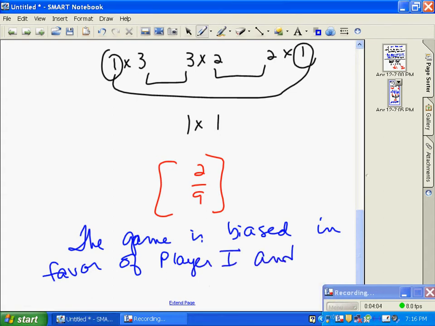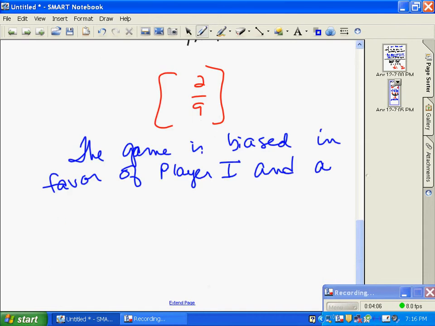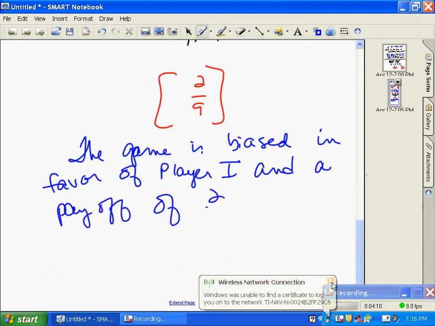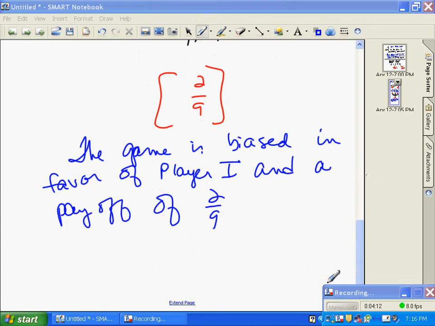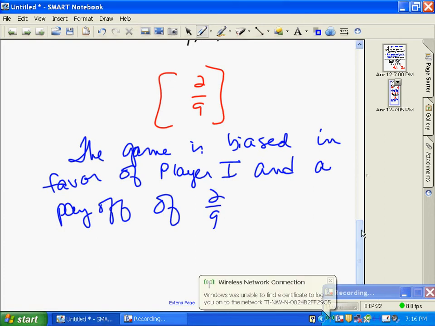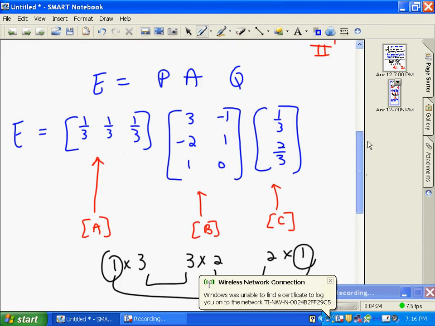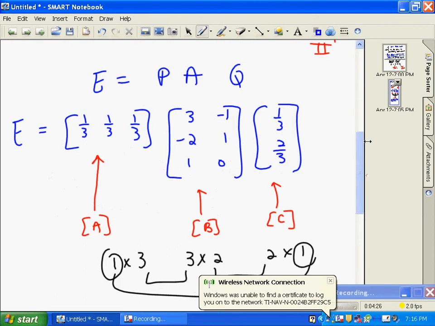And it has an expected payoff of 2/9. If it was negative, it would be in favor of player 2, and if it was 0, we would call it a fair game. So there we go, that's example 6. Again, type those matrices into your calculator under A, B, and C, and on your home screen you just multiply A times B times C.